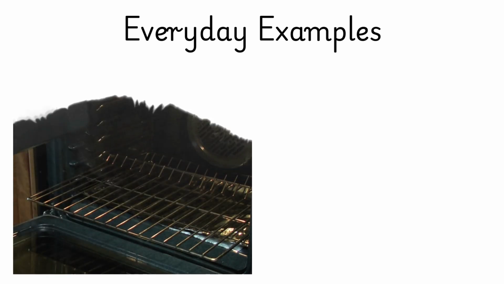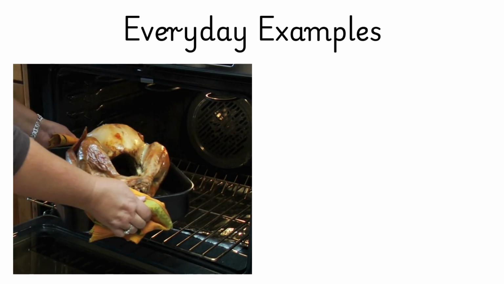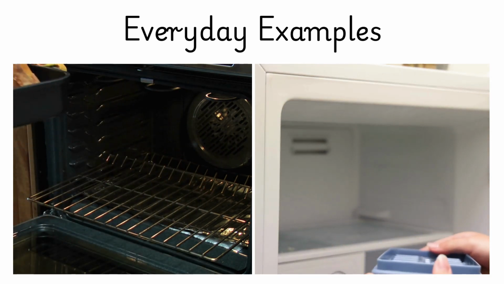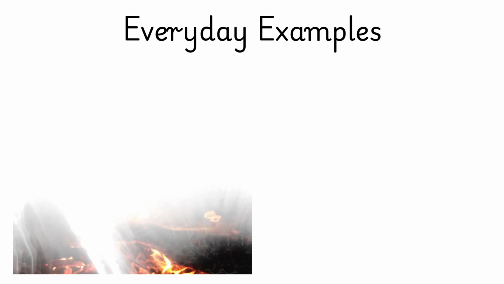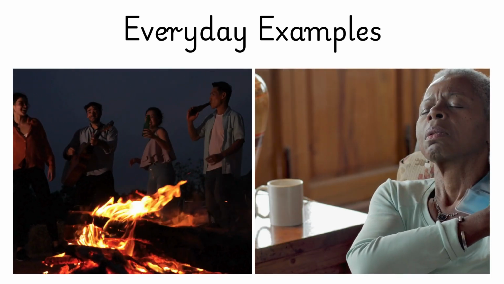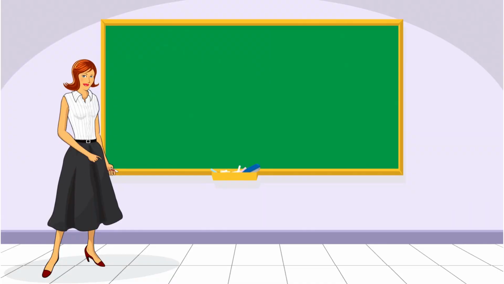In the kitchen, the oven uses heat to cook food. Meanwhile, a freezer uses cold to preserve your favorite ice cream. We even use heat and cold to keep our bodies safe, like when we use an ice pack to reduce swelling. Let's recap what we've learned.